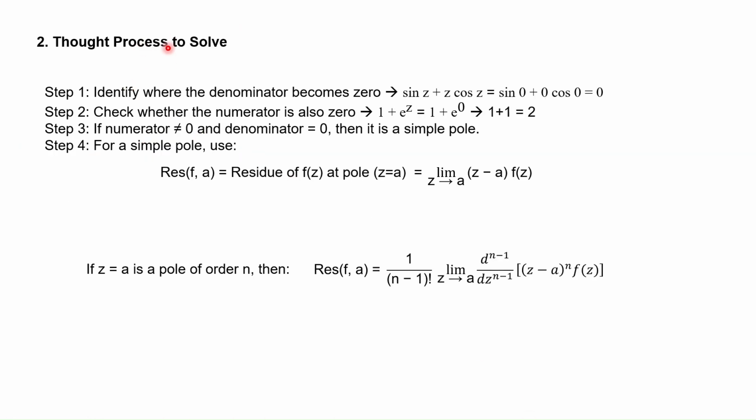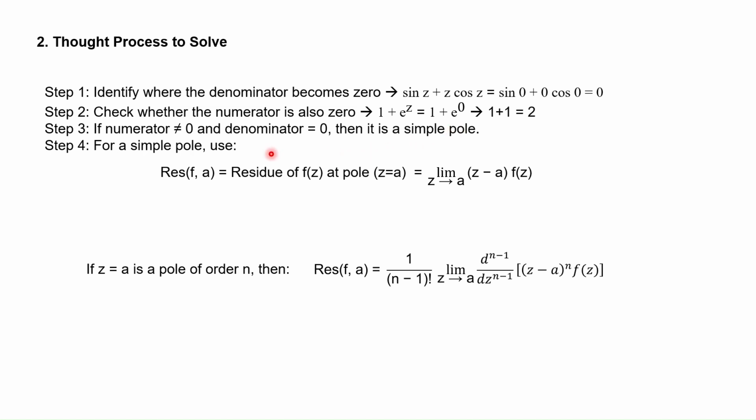Now coming to the thought process to solve the problem. Identify where the denominator becomes 0. In this case, for z equal to 0, the denominator is 0. Likewise, for the numerator, when we put z equal to 0, we get this value. So here we have something upon 0, that is, the numerator is not equal to 0, but the denominator is 0. So something upon 0 is a case of a simple pole.